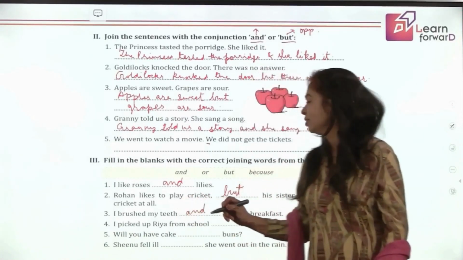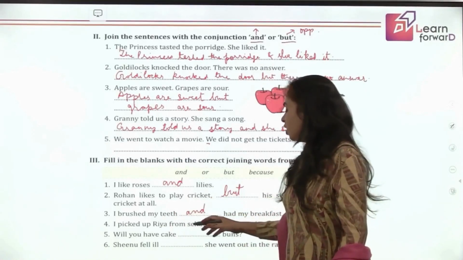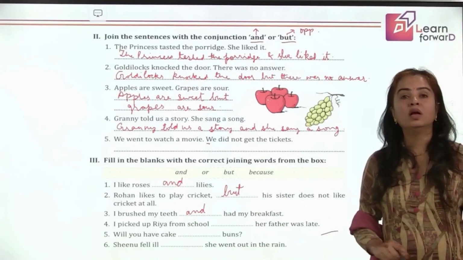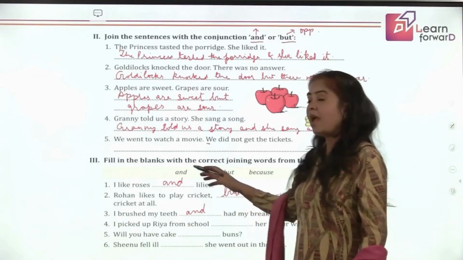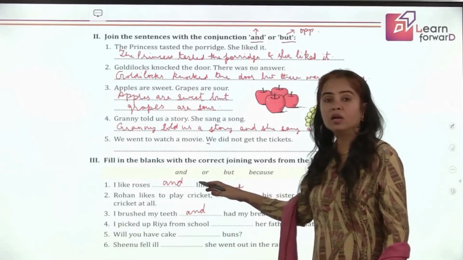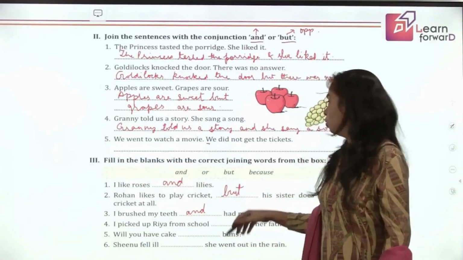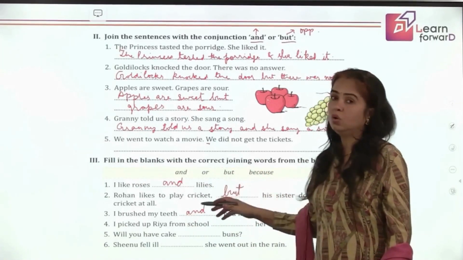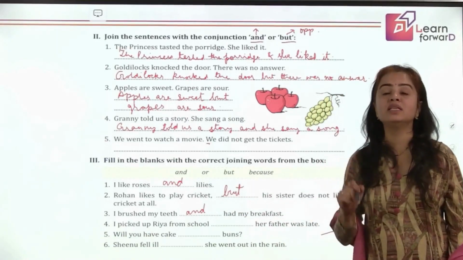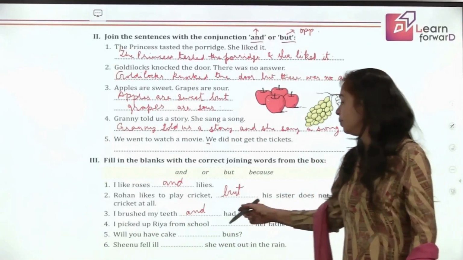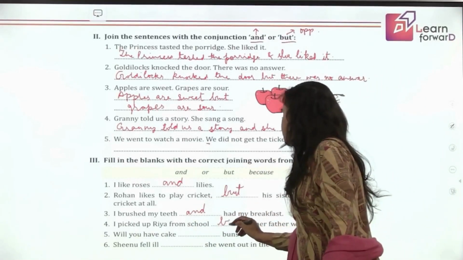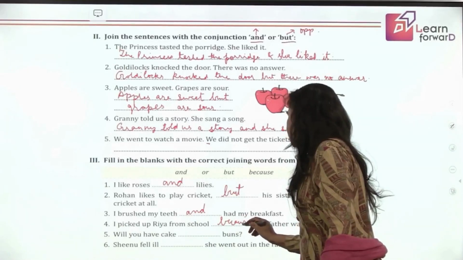You were hungry. I picked up Riya from school. Her father was late. Oh, here and these things are not going together. Or can one thing happen? No. But no, because we are not talking of the contrast. Here we are telling the reason. Why did I pick up Riya from school? Because. So when the reason is there, we'll write because.